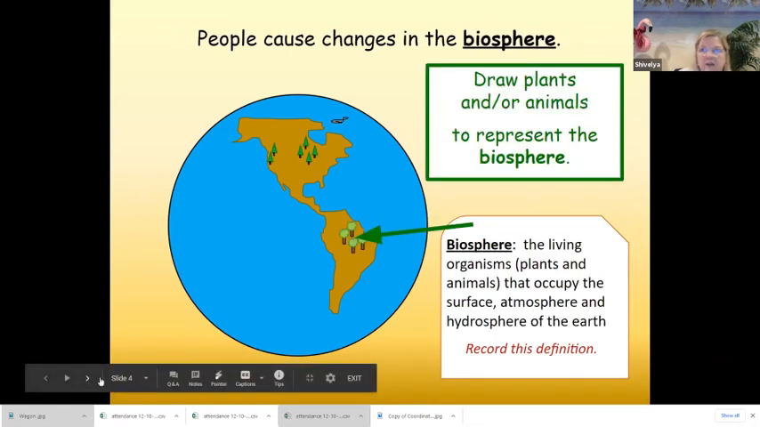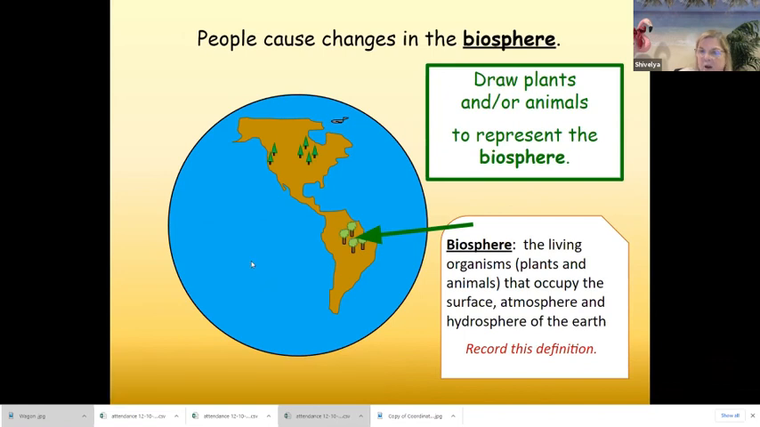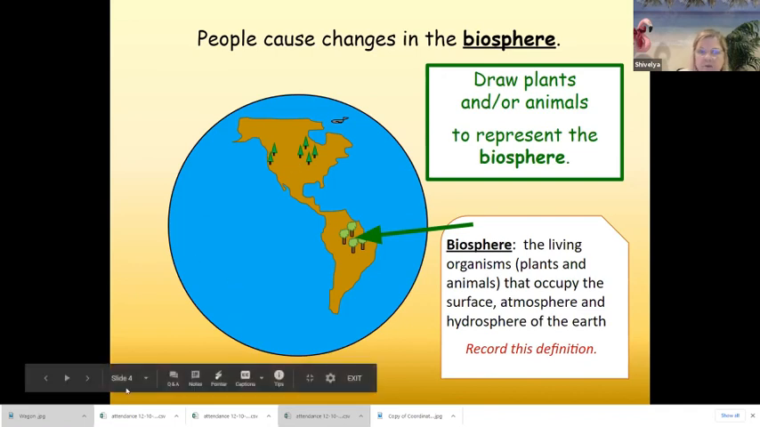And then we get to the biosphere. We talk about the prefix there, bio, meaning life. And so it's everything that's living. So typically they'll draw some kind of plants and animals, maybe some fish, maybe a human, little stick figure standing there or something. Very, very simple drawing.